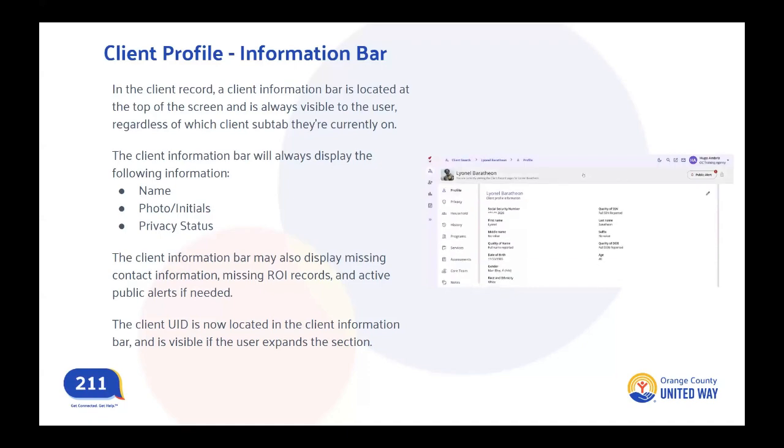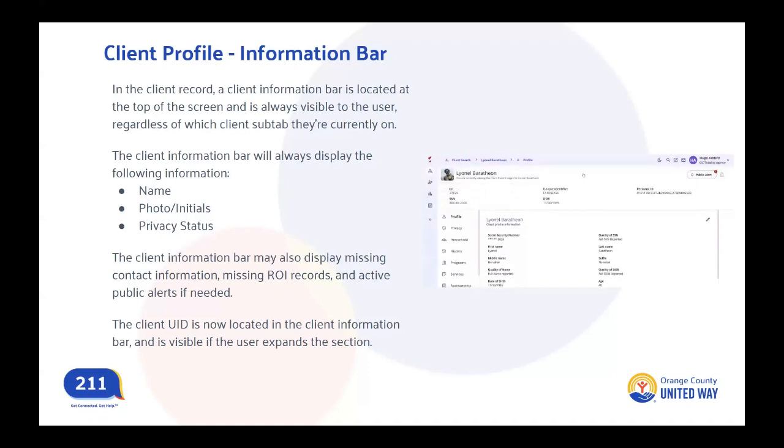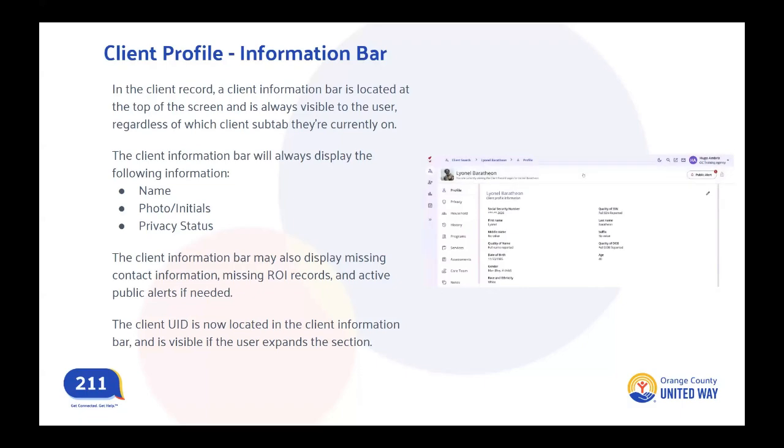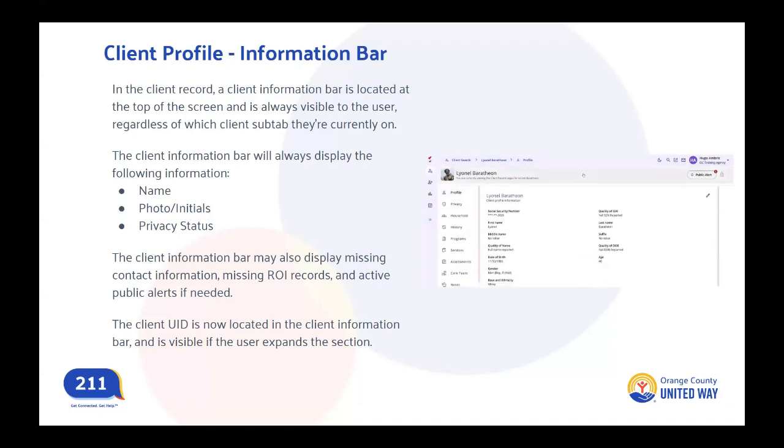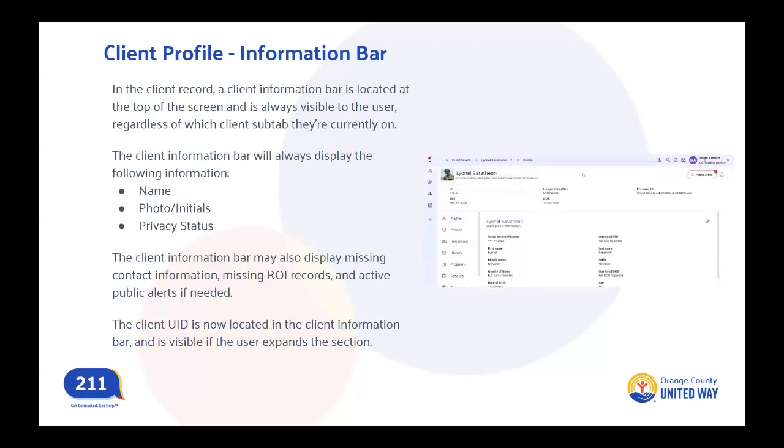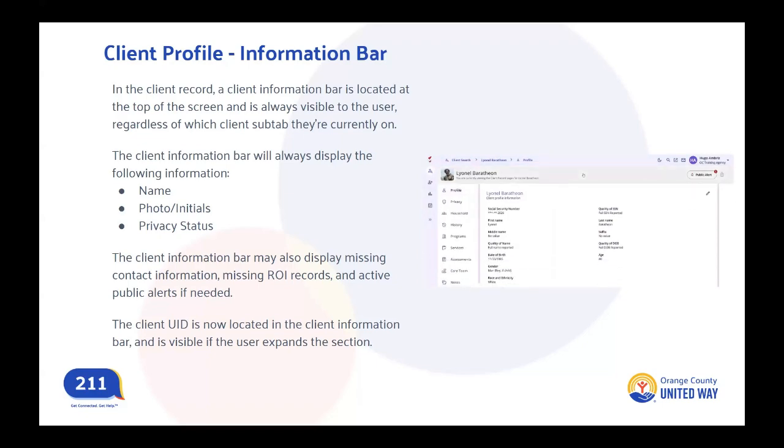The client information bar may also display missing contact information, missing release of information records, and active public alerts if needed. The client unique identifier, otherwise known as the client UID, is now located in the client information bar and is visible if the user expands the section. And the GIF on the right-hand side of the screen should indicate what the specific client information bar looks like when you navigate to a client's profile.